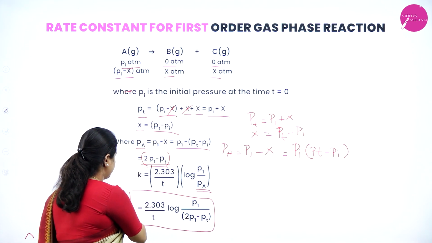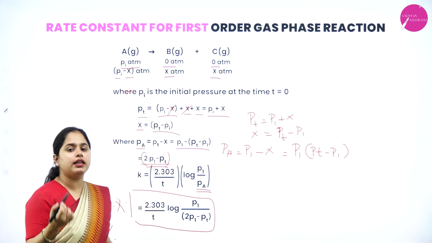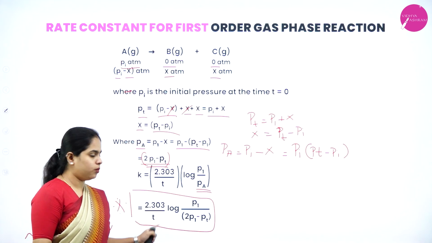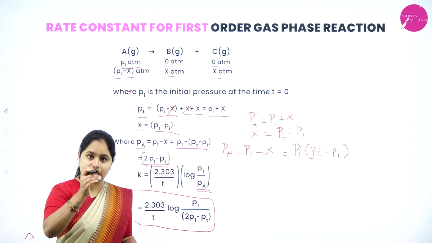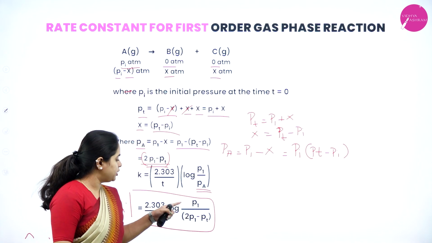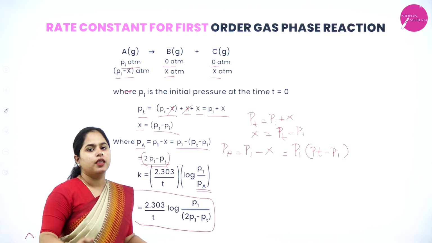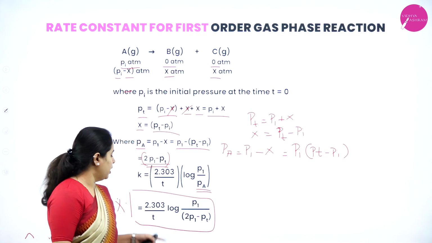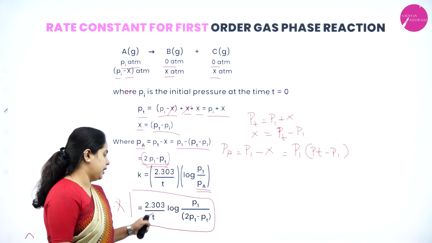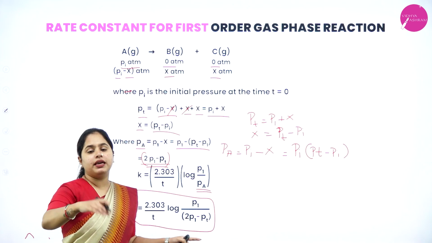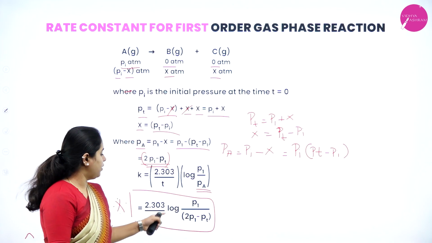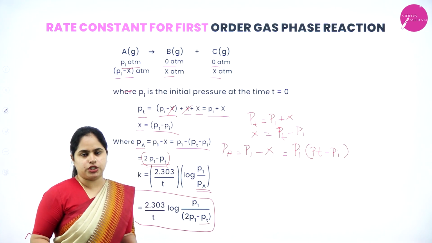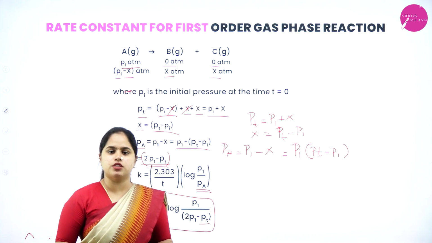So this is the equation to be used if all the reactants and products are in the gaseous phase. If the reaction is proceeding in the gaseous phase, we have to use this particular equation, that is k is equal to 2.303 by t log Pi, where Pi is the initial pressure, divided by (2Pi minus Pt), where Pt is the total pressure. Okay, so I hope this equation is also clear.